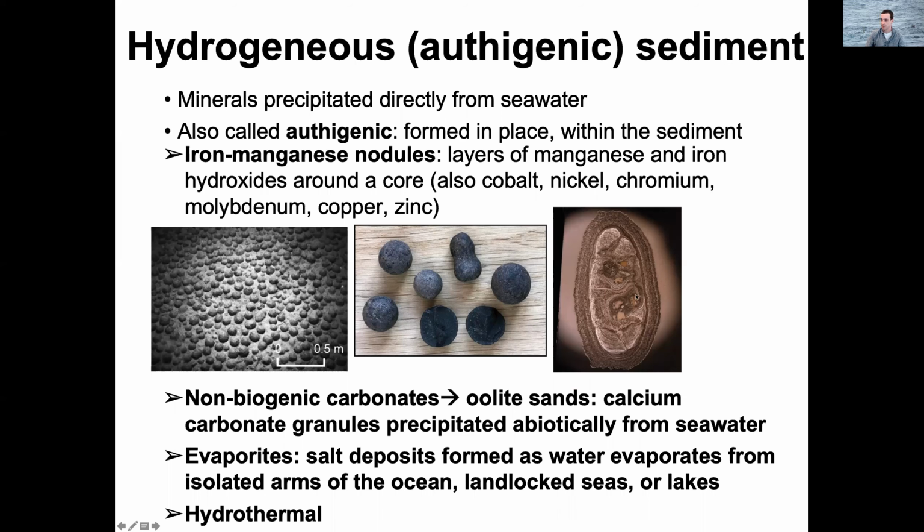These form extremely slowly. So this cross-section here, we're looking at a cross-section of one of these nodules, and this cross-section is about 7 centimeters across. But the accumulation of this material is about 1 to 10 millimeters per million years. So they accumulate extremely slowly.